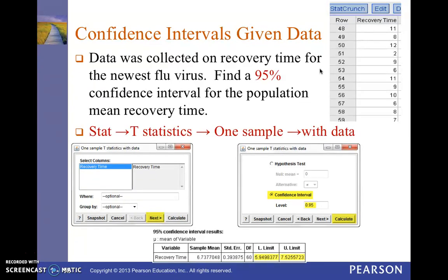And lo and behold, we run it, and notice this time, instead of being given a p-value, we're given a lower limit and upper limit. The rule for deciding significance in this case is if 0 falls in between these limits, then it would be not significant. Notice that 0 does not fall between these limits, and so this would be evidence of a significant effect. So this would suggest that yes, our sample is significantly different from the population with respect to their recovery times from the flu virus.